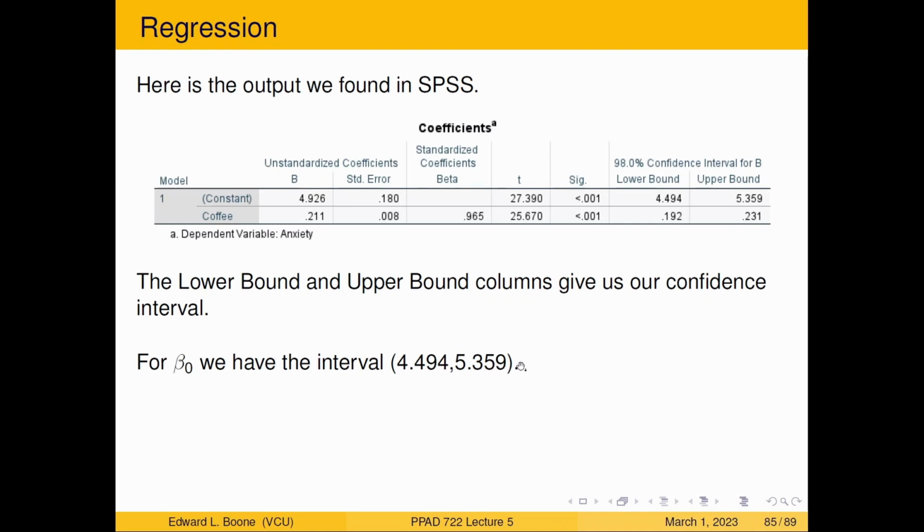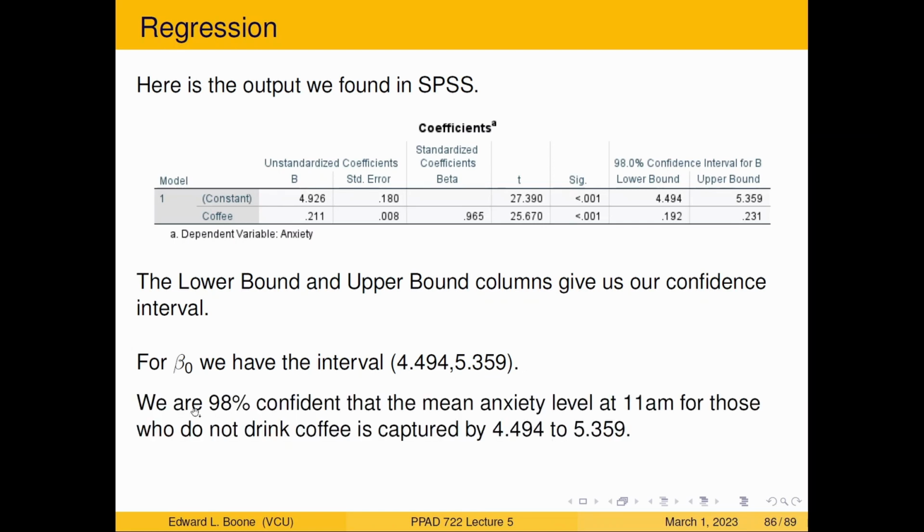Okay, so we need to be able to interpret this. We're 98% confident that the mean anxiety level at 11 a.m. for those who do not drink coffee is captured by 4.49 to 5.35 on the anxiety scale.